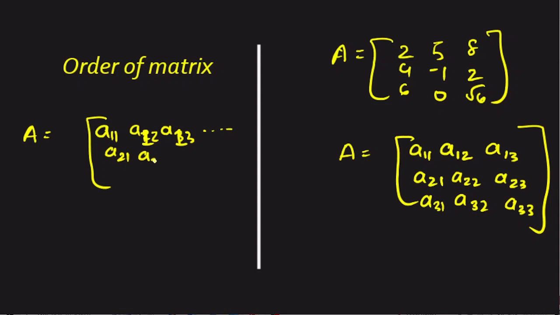Here, how will you represent the order of the matrix? The order of the matrix is represented by m by n.